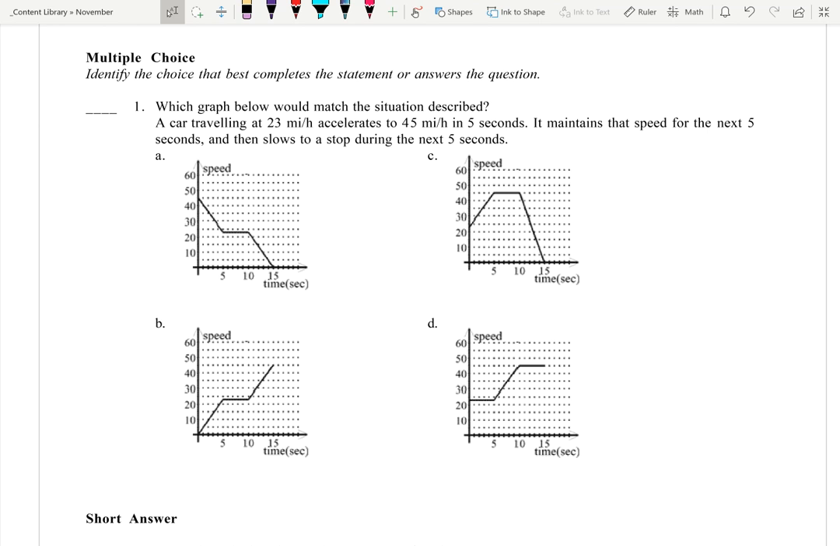Which graph below would match the situation described? A car traveling at 23 miles an hour accelerates to 45 miles an hour in 5 seconds. It maintains that speed for the next 5 seconds and then slows down to a stop in the next 5 seconds. So it starts at 23 miles per hour, then accelerates to 45 in the first 5 seconds. It stays at 45 for 5 seconds, and then it goes to 0 in the next 5 seconds. So that's going to be graph C.